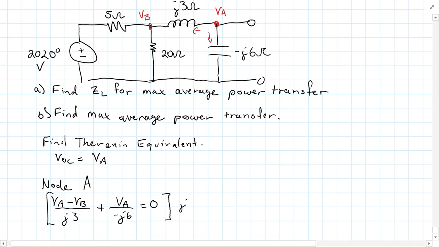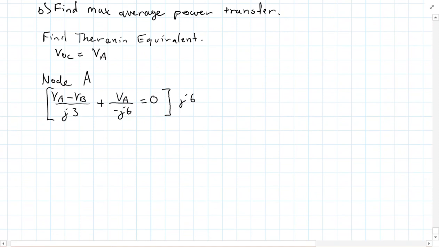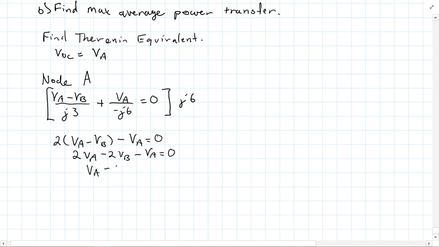And that's a very simple equation, so I'm just going to go ahead and, just like we normally do, clear out the fractions. So I have J6 is what I'll multiply through by here in this case. If I multiply through by J6, we'd wind up with 2 (VA minus VB), be careful with your signs, minus VA equals 0. And so we'd have 2 VA minus 2 VB minus VA equals 0. And then we'd have VA minus 2 VB equals 0.